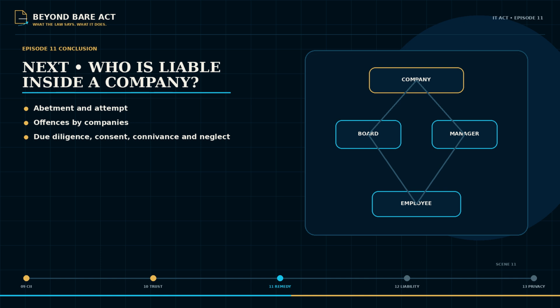Episode 12 follows responsibility inside organisations. We will examine the post-Jan Vishwas residual provisions, abetment under Section 84B, attempt under Section 84C, company liability under Section 85, the due diligence defence, and the difference between being senior and being legally connected to the contravention.